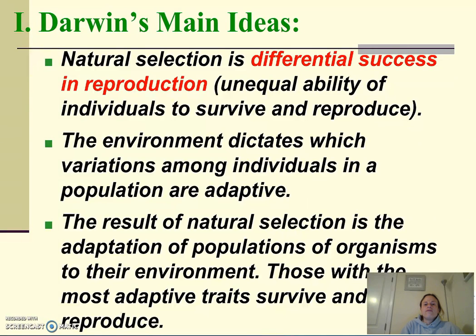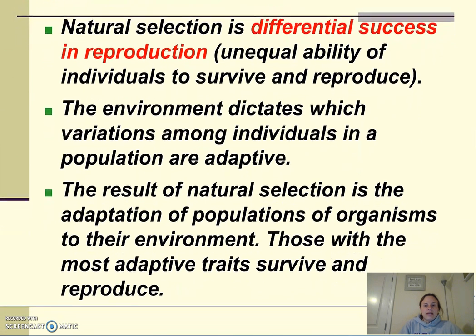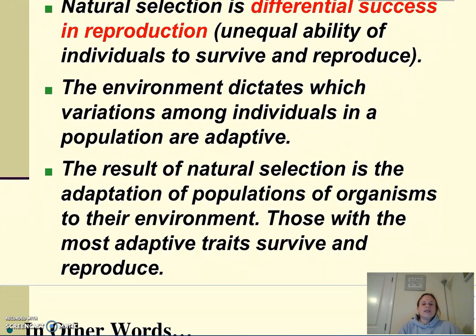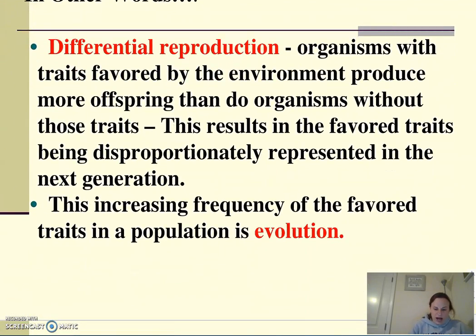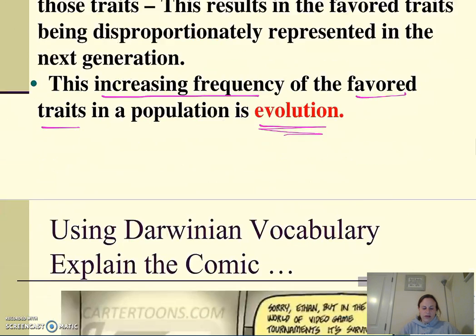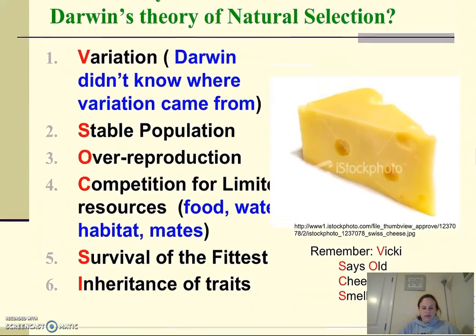The fact that the environment dictates which adaptations are better than others, and the fact that natural selection is the adaptation of populations of organisms to their environment, meaning those with the most adaptive traits will survive and then reproduce. In other words, if I have increasing frequency of the favored traits, that's known as evolution. In other words, the accumulation of the favored traits is known as evolution.